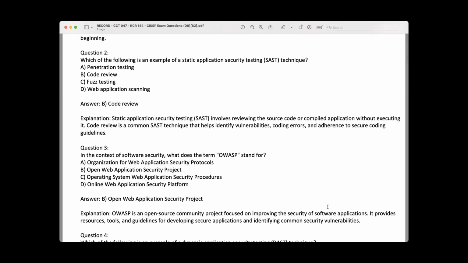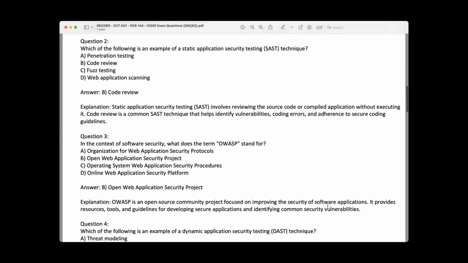Okay, so SAST testing does involve reviewing the source code and the compiled application without executing it. So code review is a common SAST technique. And again, it's very important for identifying vulnerabilities, coding errors, and adherence to coding guidelines and policies, which we talked about in the podcast earlier.